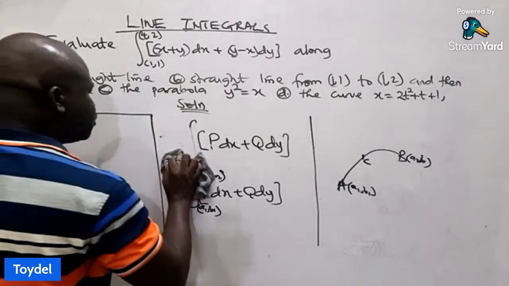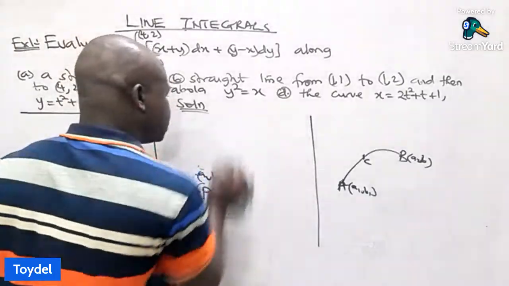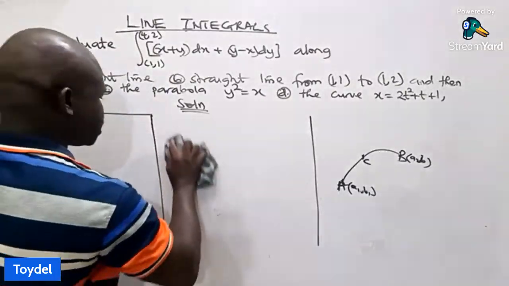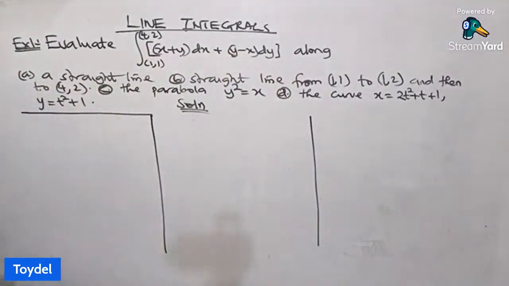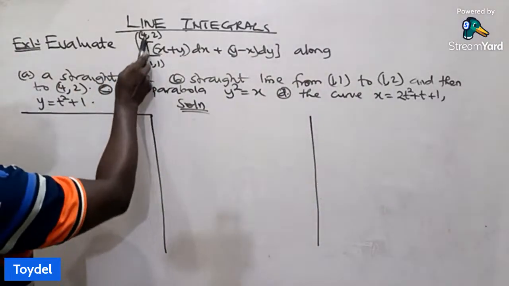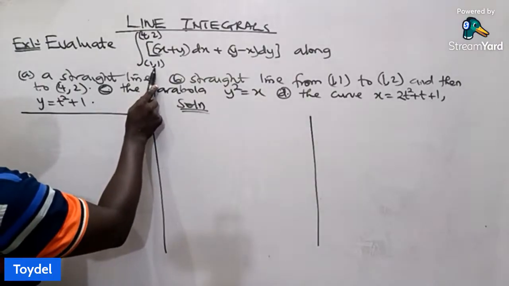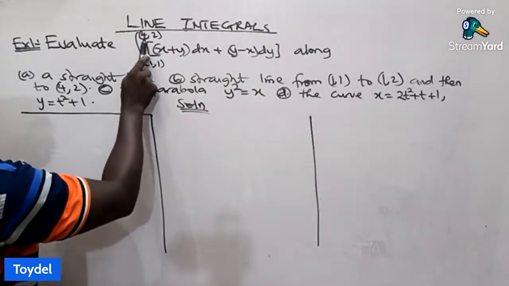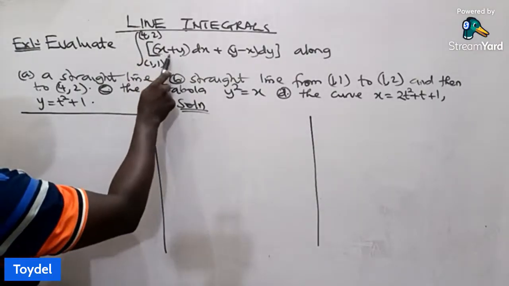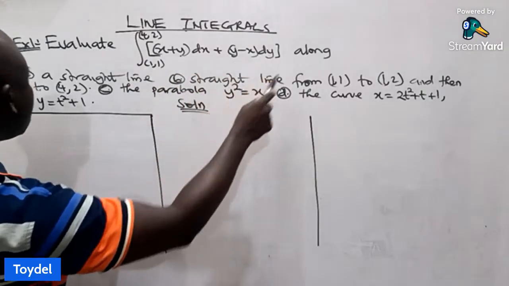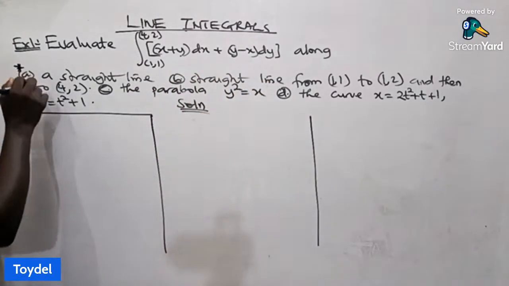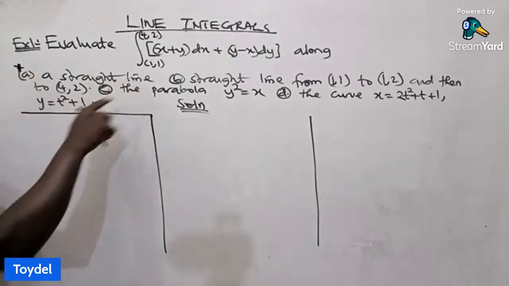So in this first example that I want to consider on linear integral, we are asked to evaluate this integral. The first coordinate is (1, 1), then this is (4, 2). The integrand is (x plus y) dy plus (y minus x) dx. We want to evaluate this along a straight line.